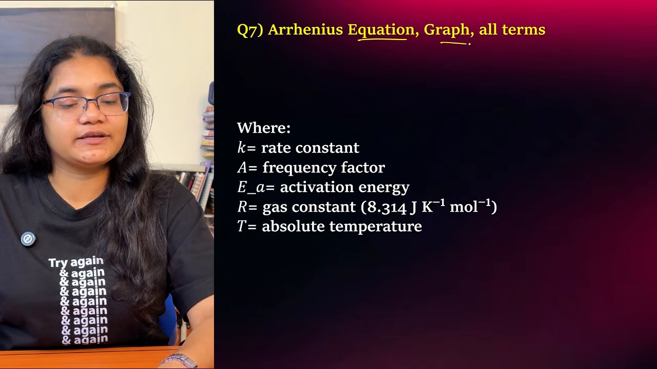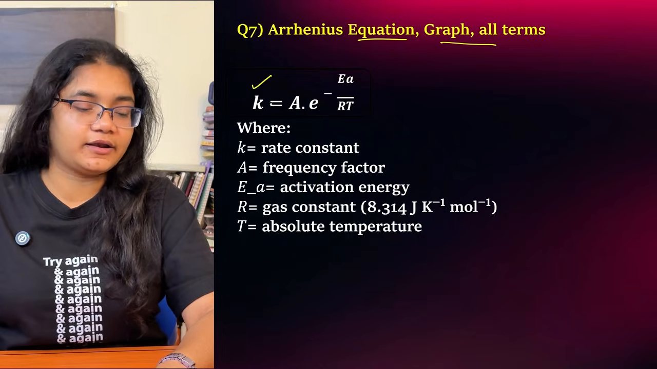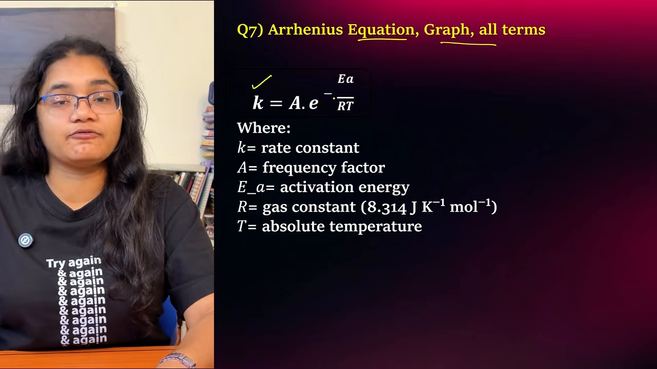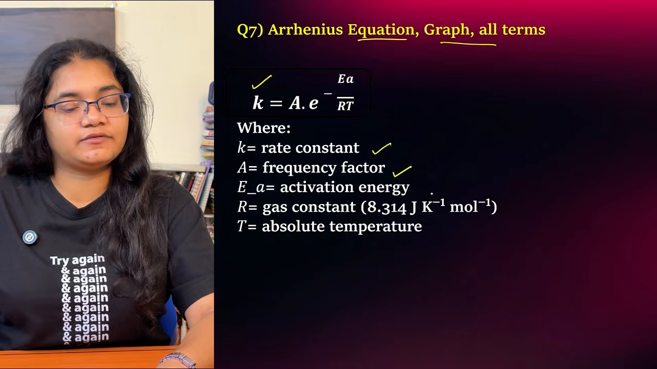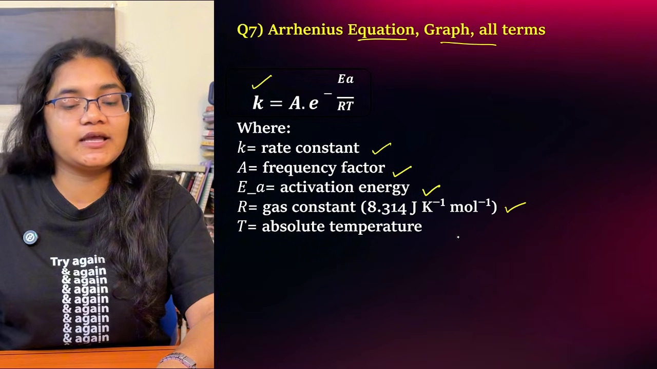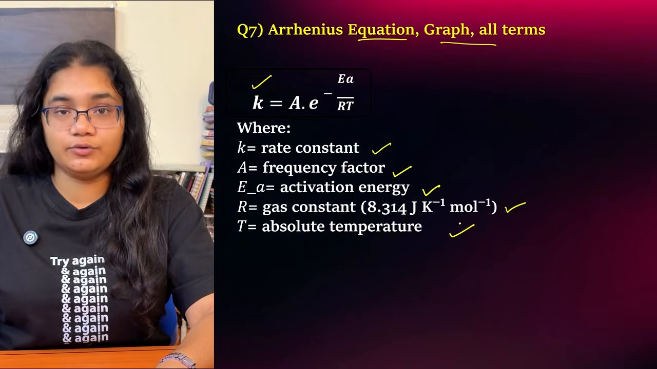Next, Arrhenius equation and graph for all the terms. So Arrhenius equation is k equal to A into e to the power of minus Ea by RT. And here all the terms: k is rate constant, A is frequency factor, Ea is activation energy, R is gas constant, and T is absolute temperature.